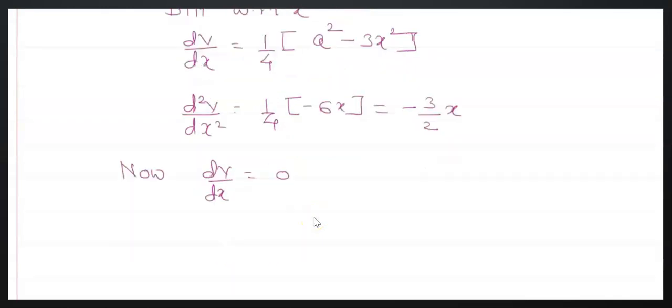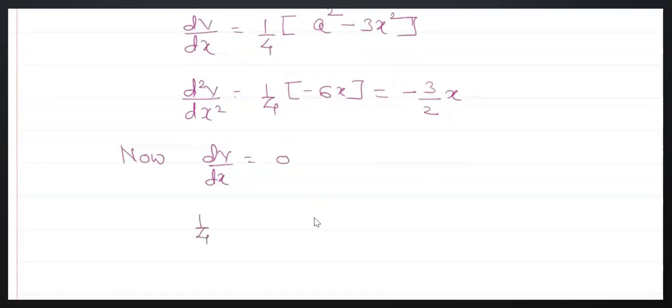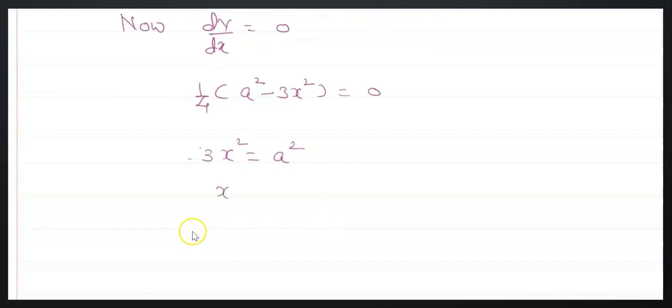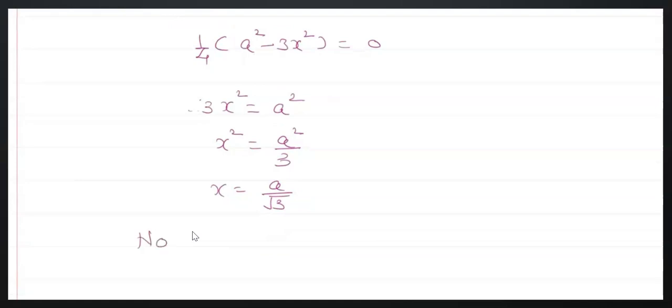That is, we want to directly find the extreme values. Therefore, dV by dx is equal to 0. That is 1 by 4 (a square minus 3x square). That is the first derivative. That equals 0, which gives 3x square is equal to a square. Therefore, x square is equal to a square upon 3. Therefore, x is equal to a upon root 3.